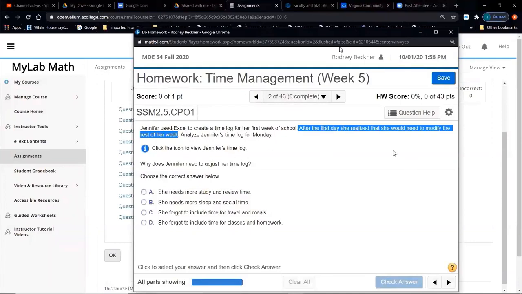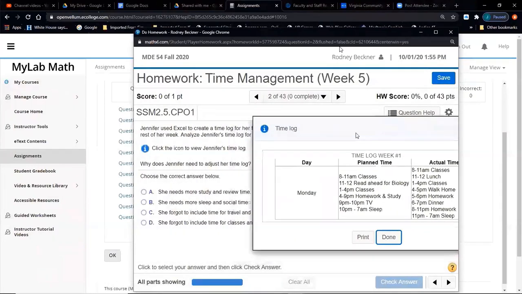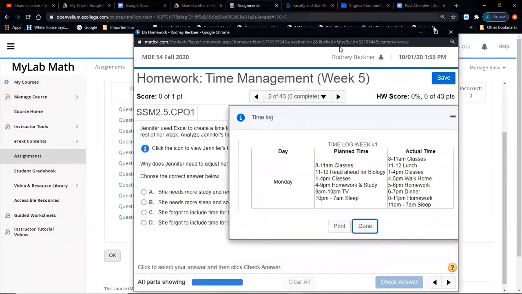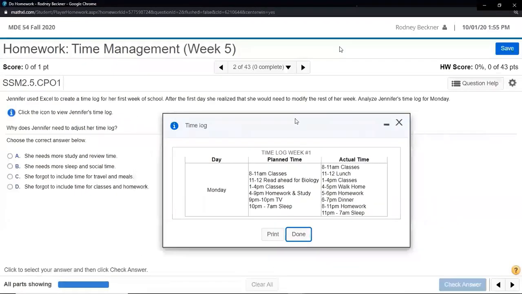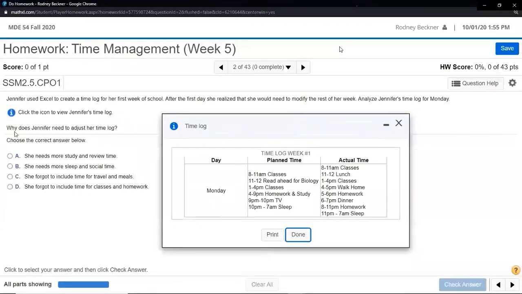All right, so she realizes she needs to modify her schedule. Analyze Jennifer's time log for Monday. Click to view the time log. So we click the I button, and you can push this to the side if you like, so that you can read everything all at once. Why does Jennifer need to adjust her time log? She needs more study and review time. She needs more sleep and social time. She forgot to include time for travel and meals. She forgot to include time for classes and homework.